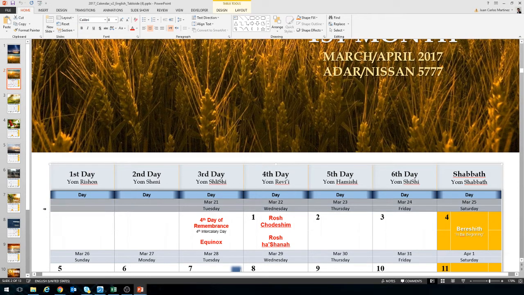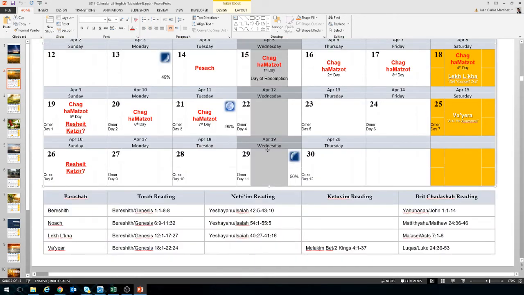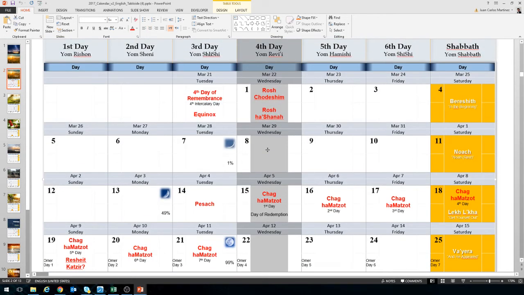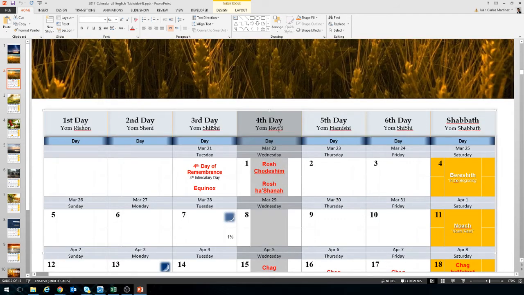Okay, the next line. This is the reference according to the Gregorian calendar. So you have the date, the month, and the day on the Gregorian calendar, and also you have the name of the day. In this case, for example, today that we started with the year in the 4th day of the week. Sorry. Here you have again Yom Revi. This was on March 22nd, Wednesday.